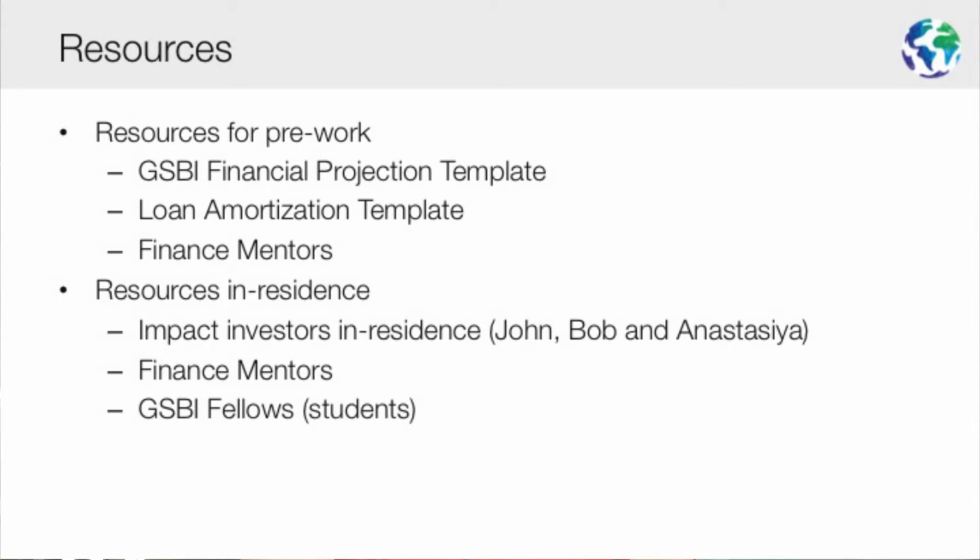Plus, in residence, you're going to have impact investors. John Kohler, who you know now, Bob Webster, who has been an impact investor for quite some time, and Anastasia Latonia, and they'll all be there as part of support for you. The finance mentors that I mentioned will also be there, and the GSBI fellows, who are Santa Clara students, will be there to help you during the in-residence period.